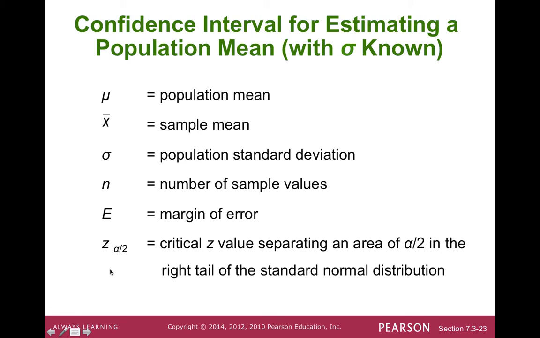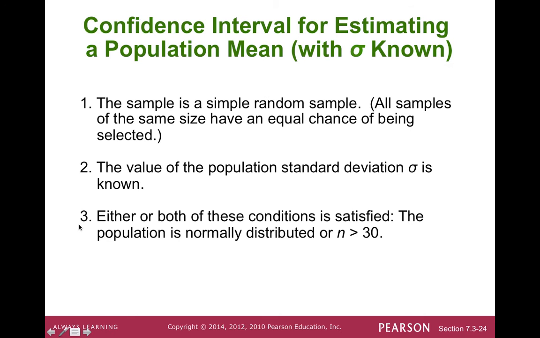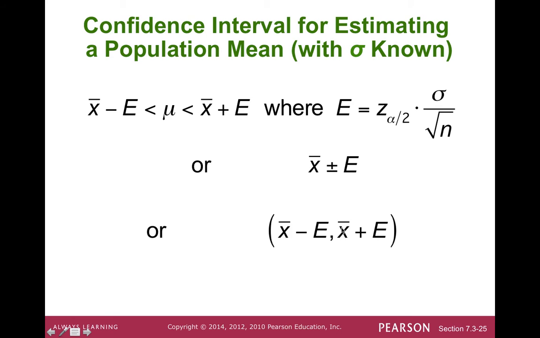So the majority of the symbols are all the same as what we saw in the previous section, except here standard deviation is also included. And so here, some things about this. The sample has to be a simple random sample, again. The value of the population standard deviation has to be known. And the population either has to be normally distributed or the n has to be greater than 30 or both of those things in order to be able to use this formula.